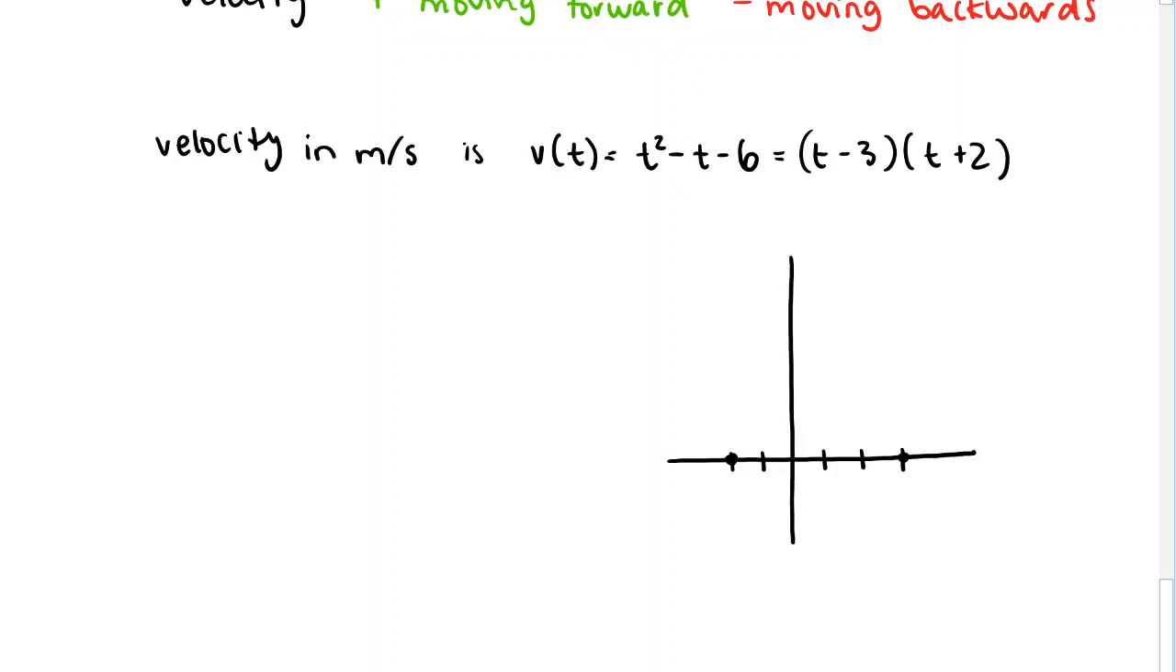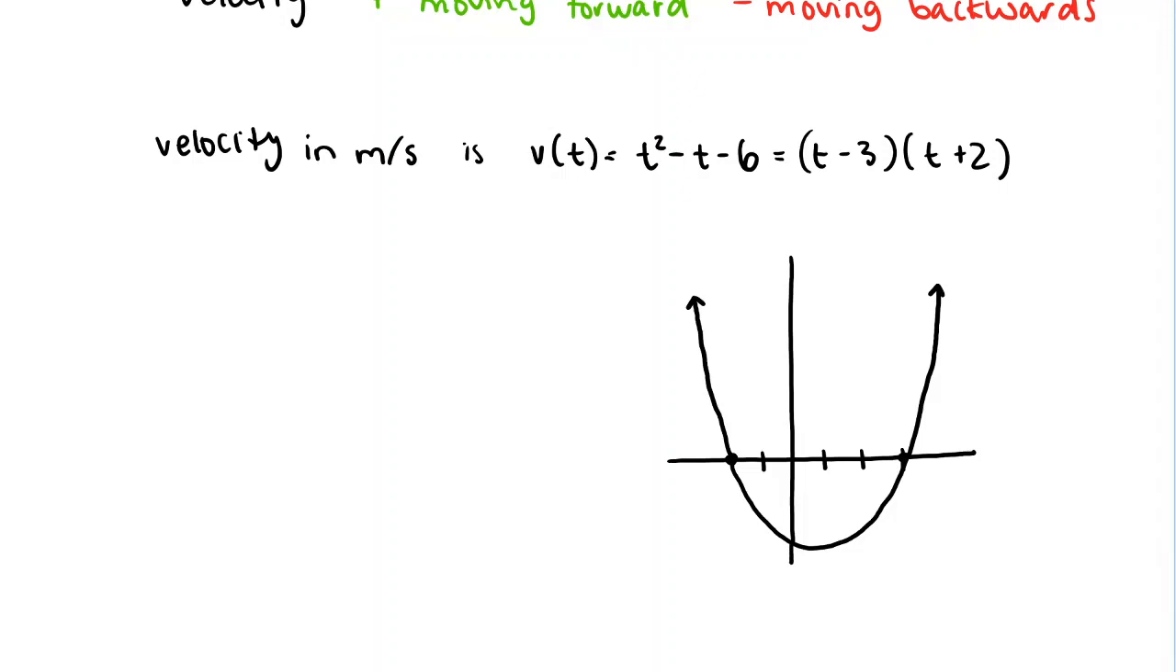And so I'm just going to draw a rough sketch of the picture. We don't really need the full details here, but I just want to have some sense of what this parabola looks like. So there's a picture to have in mind.